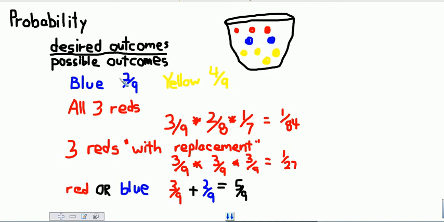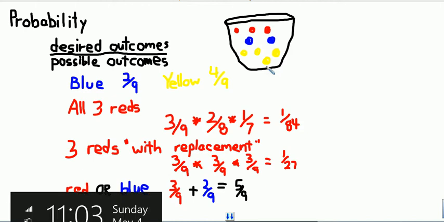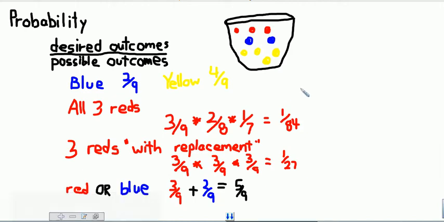So if I want the probability of drawing a blue marble out of that bowl, if I just randomly pick a marble out of the bowl, that probability would be 2, the desired outcomes, how many blue marbles there are, over 9, the total number of marbles in the bowl. Pretty simple. The probability of yellow would be 4, because I've got 4 yellow marbles, over 9 because I have a total of 9 marbles.